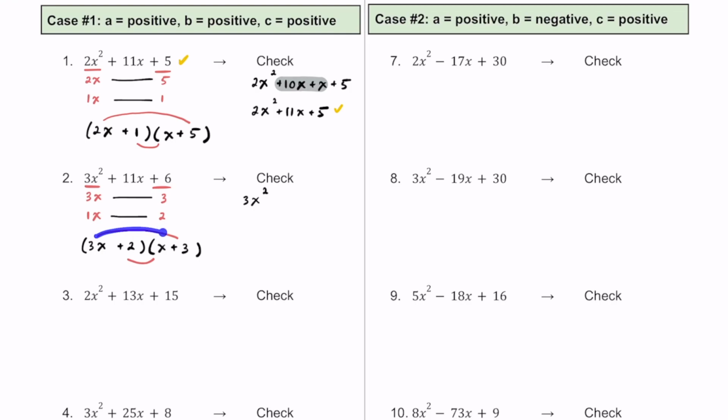Then if we multiply this 3x times 3 and 2 times x, the outers are going to get you that 9x that we were hoping for, and the 2 times x is 2x. And then finally, this 2 times 3 on the bottom is going to be this 6. If we combine those like terms in the middle, 9x plus 2x is 11x, so we get 3x squared plus 11x plus 6. Seems to work out.